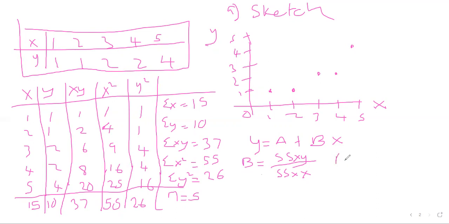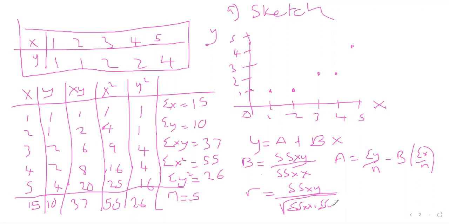let's go to our A. Our A is found after I calculate your B. A is the summation of y over n minus b times summation of x over n. Our R is very close to the b because they go hand in hand. So this is Sxy over the square root of Sxx times Syy. And square this one, we get our coefficient of determination, which is r times r.